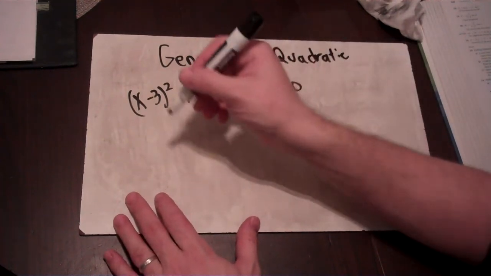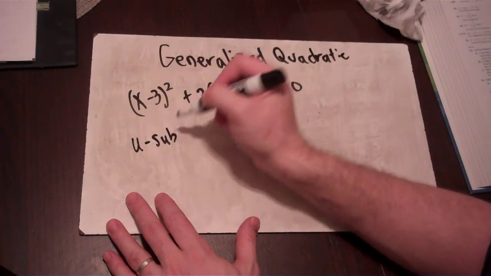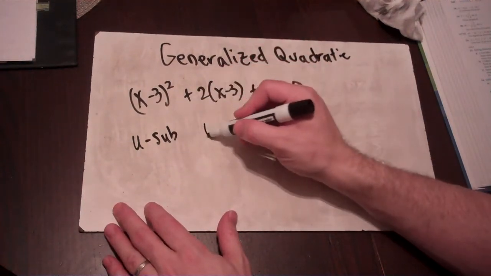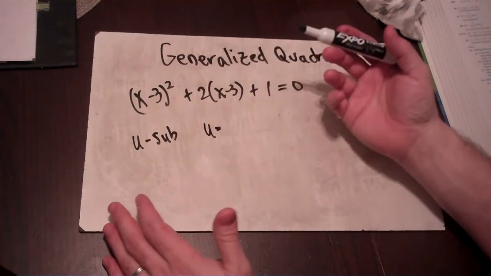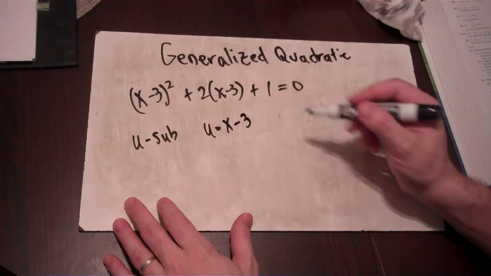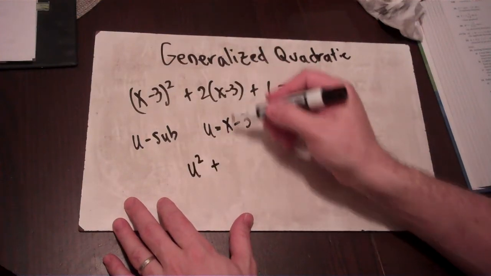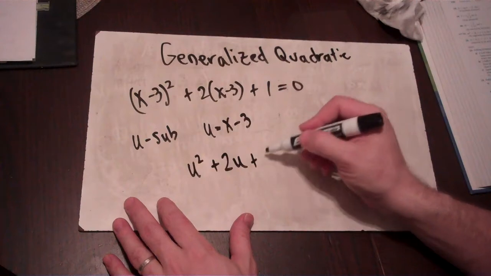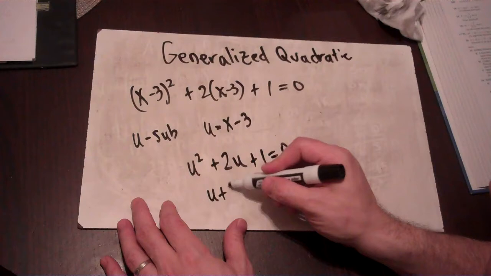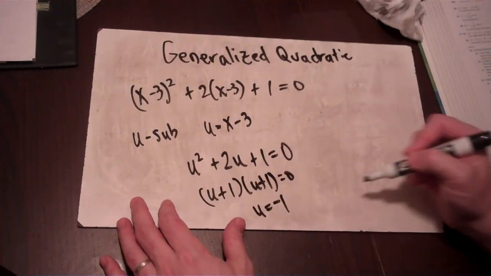So what I should do then is use a substitution, which we call u substitution. What we end up doing is we say, let's let u equal the thing that looks like x if it was a quadratic. So let's let u equal x minus 3. And if we do that, then this becomes u squared, and this becomes 2u, and we still have plus 1 equals 0. And this I can actually solve out. I get (u + 1)(u + 1) = 0, and I get u is equal to negative 1.